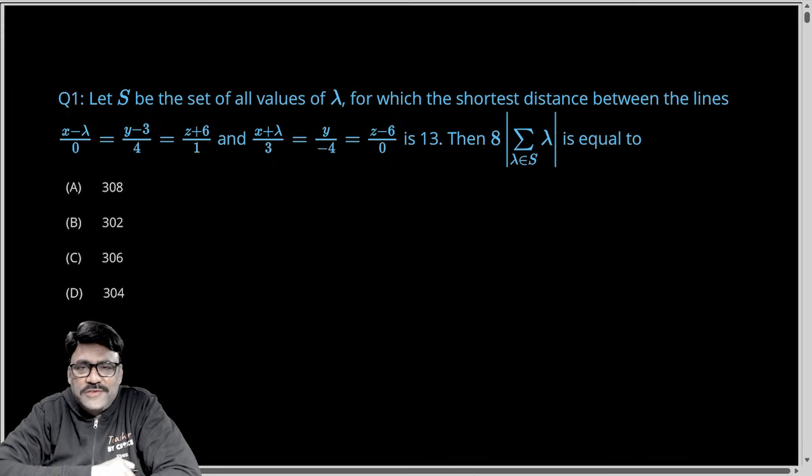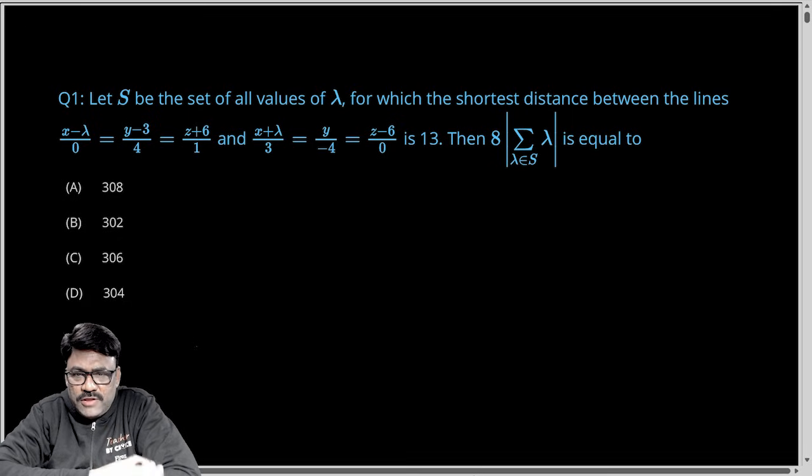It is from three-dimension geometry. Two lines are given to you, and the shortest distance between these two lines is given, which is 13. So what will be the possible values of lambda? S is the set of all possible values of lambda. Then you have to find 8 times the absolute value of the sum of all possible values of lambda.